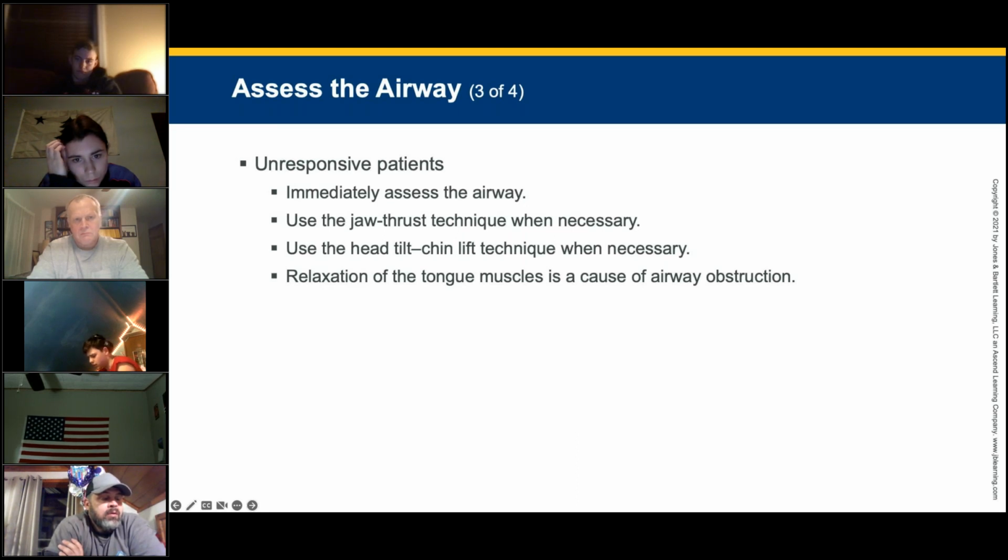Relaxation of the tongue muscles is a cause of airway obstruction, especially in children. When you look at a child, their airways are very small. Imagine a straw. Their tongues are very big. It doesn't take much for their tongue to cover their airway and block their airway.